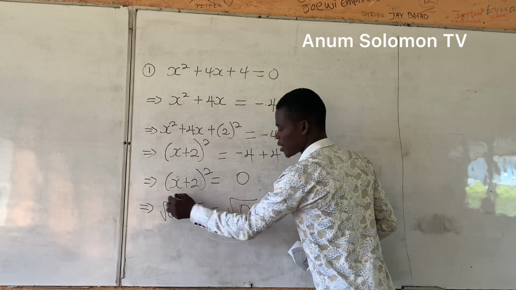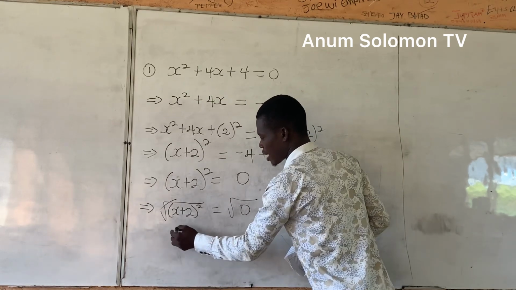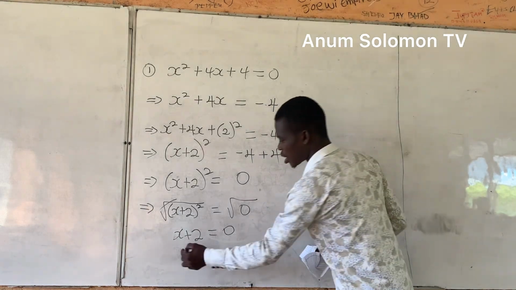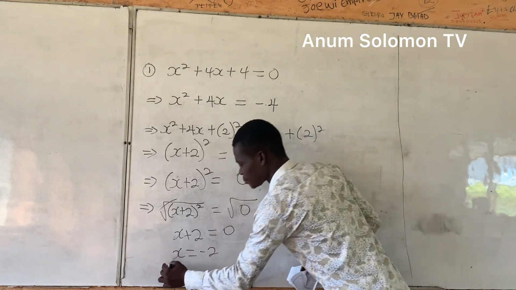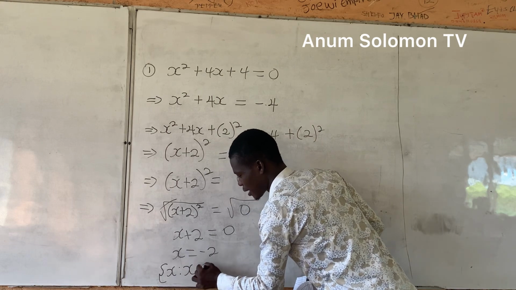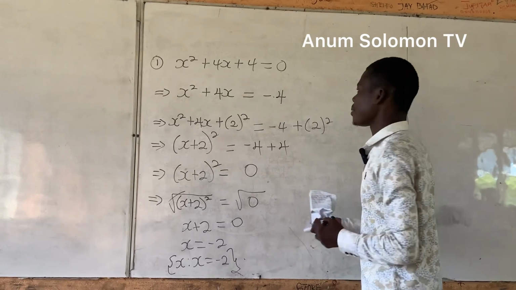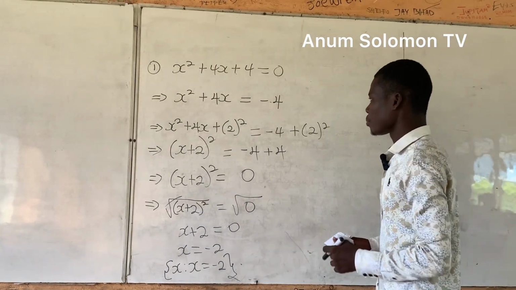So when you take the square root, you have x plus 2 is equal to 0. On this note, x is equal to -2. So meaning the solution set, or the truth set, is x is equal to -2. And this is how to use the method of completing squares to solve this problem.